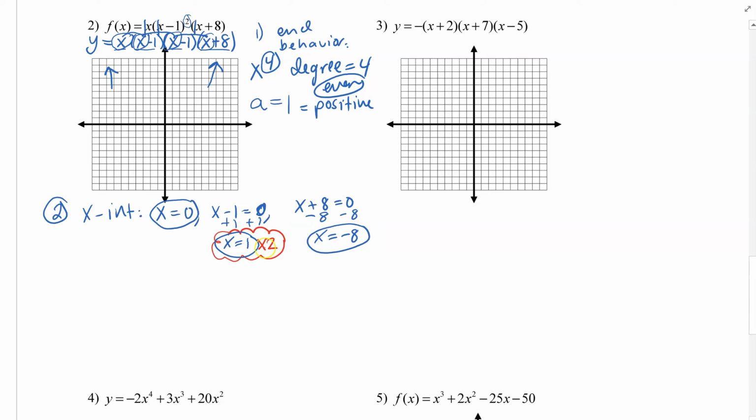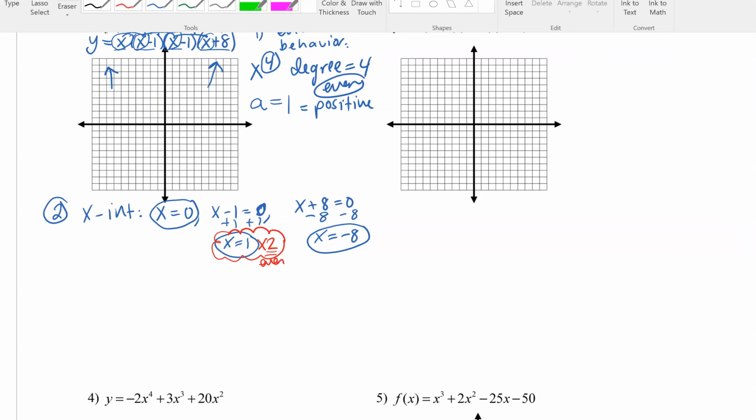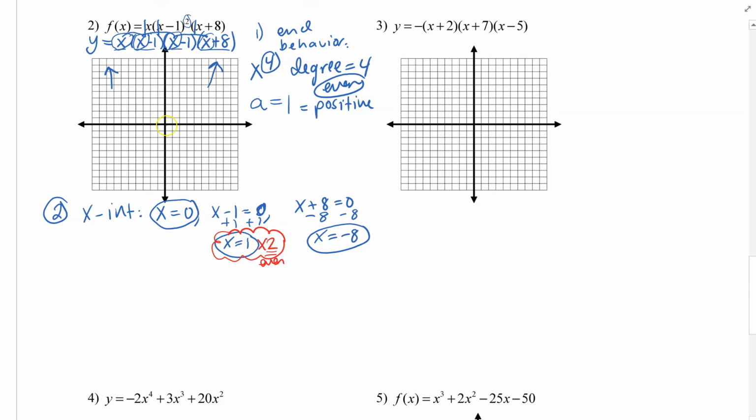Because when an x-intercept repeats itself an even number of times, then rather than crossing through the x-axis at x equals 1, this graph will bounce off. It'll bounce off the x-axis at x equals 1. So let's take a look. So we have an x-intercept of 0, an x-intercept of 1, and an x-intercept of -8.